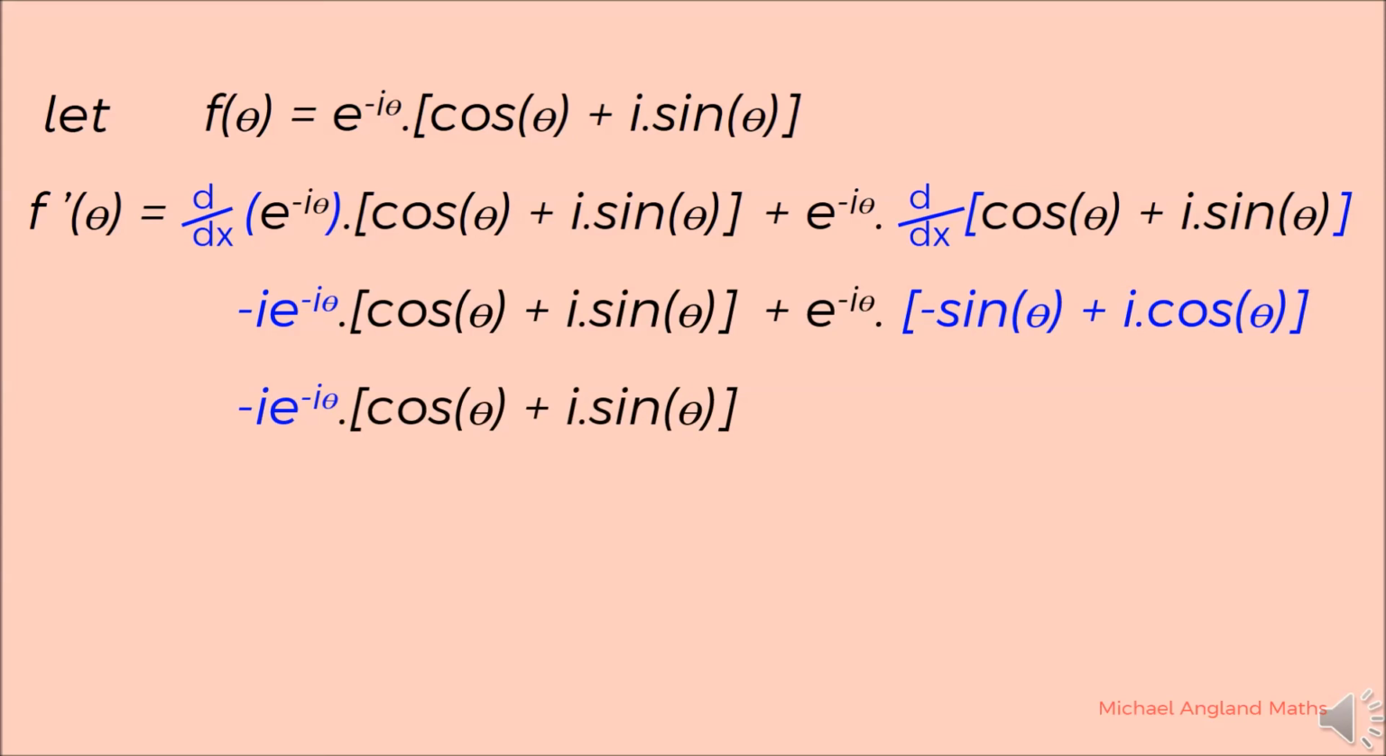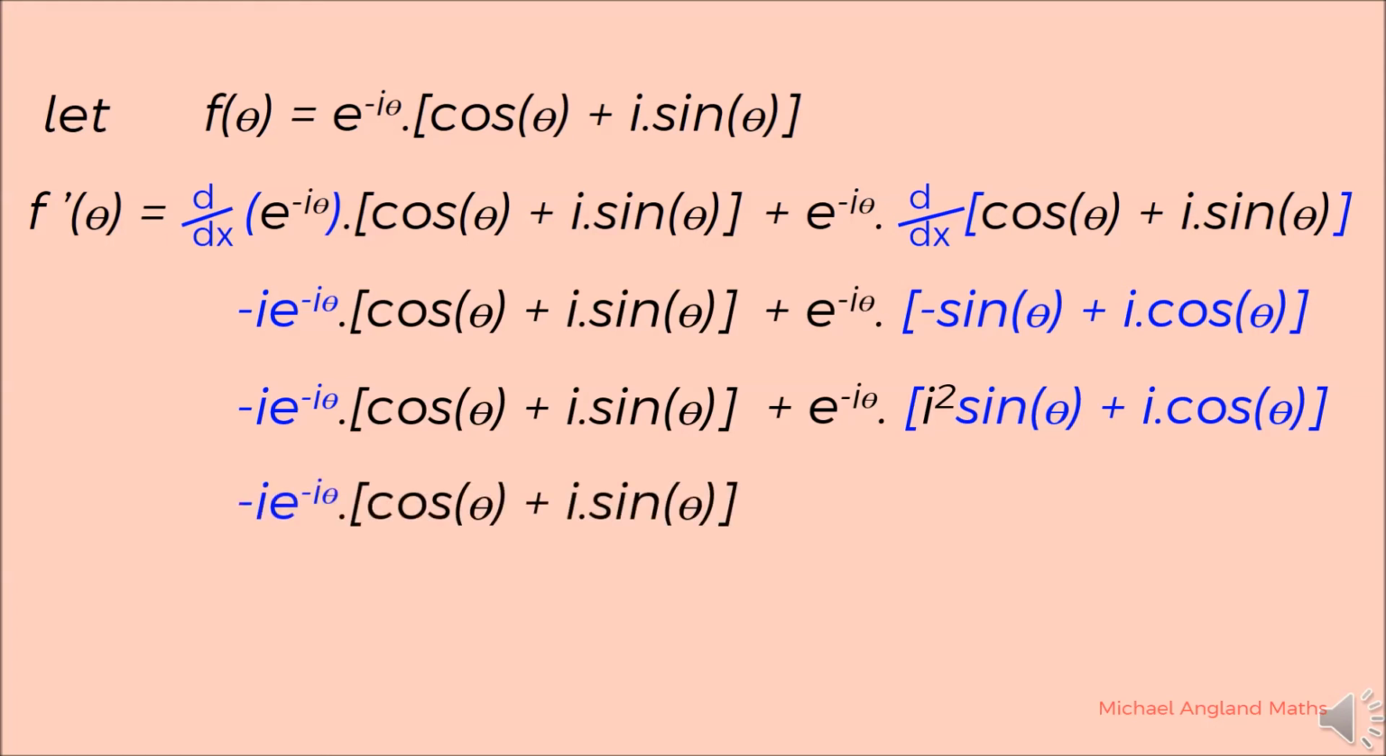Next line: minus i e to the minus iθ times (cos θ + i sin θ), plus e to the minus iθ. Now in brackets, instead of minus in front of that sin θ, we have i squared sin θ plus i cos θ, because minus 1 is equal to i squared. As we go on to the next line, we will clean up what's in the brackets with that trigonometric expression so that it's the same in both sets of brackets. So we have minus i e to the minus iθ into (cos θ + i sin θ), plus i e to the minus iθ. So we've drawn a factor of i outside of those brackets, leaving i sin θ plus cos θ.